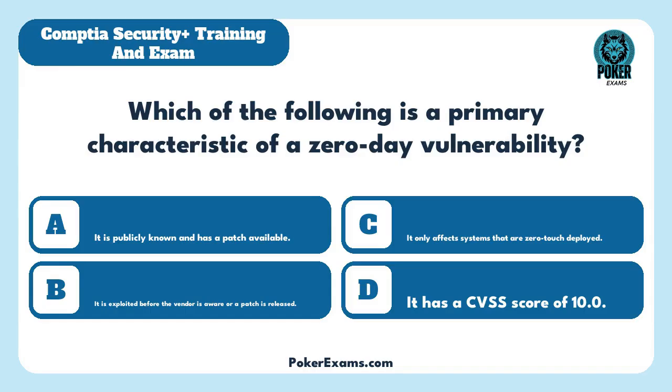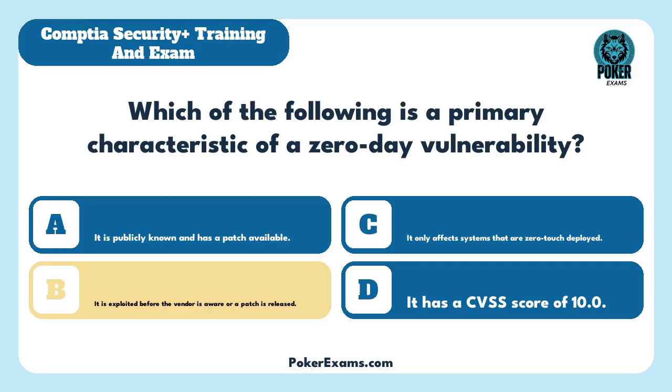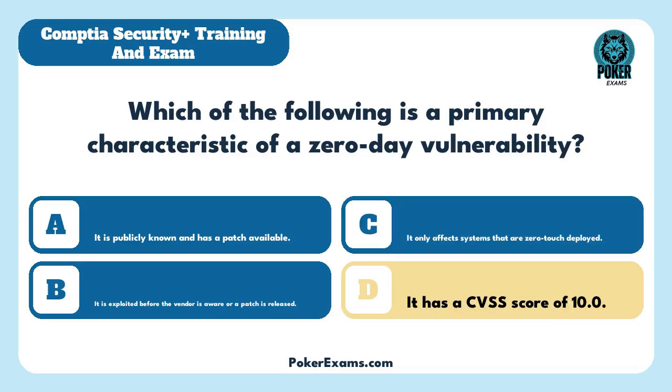Question 3. Which of the following is a primary characteristic of a zero-day vulnerability? A, it is publicly known and has a patch available? B, it is exploited before the vendor is aware or a patch is released? C, it only affects systems that are zero-touch deployed? D, it has a CVSS score of 10.0?